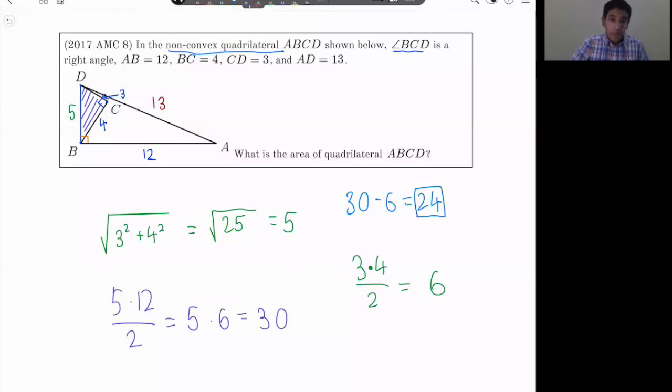So any questions on this problem? Again, this is a really unique trick. Extending lines, adding new lines, as you will see even next week, is a very common and useful strategy on the AMC 8, or even other competitions too. So any questions? This is another slightly tricky problem.